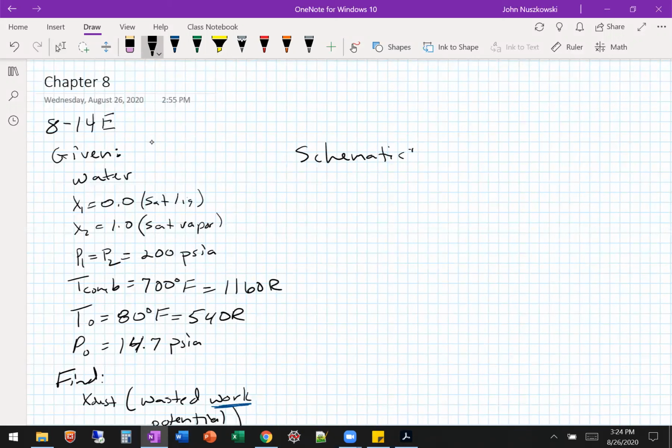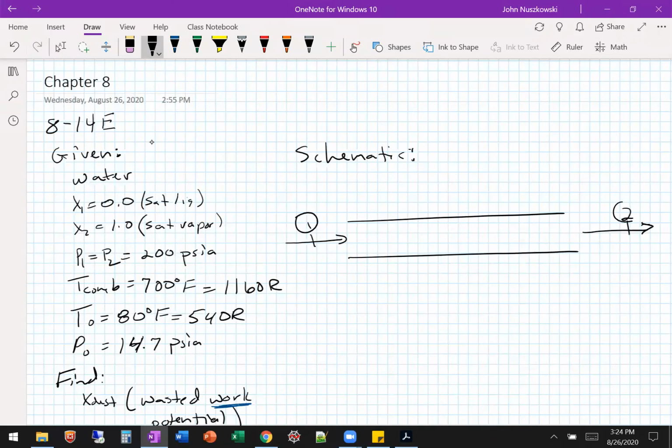All right, our schematic. Basically showing kind of like one boiler tube. We have some heat transfer. Draw our boundary. From 1 to 2.